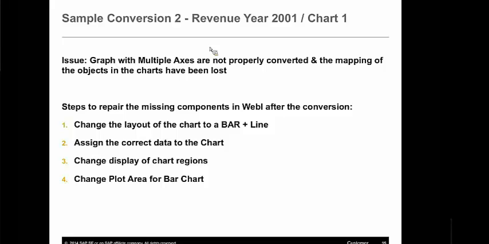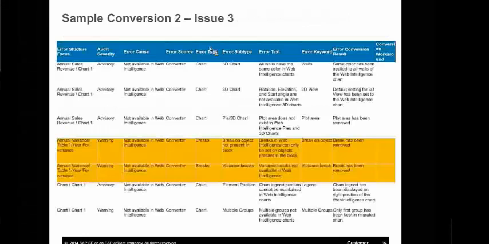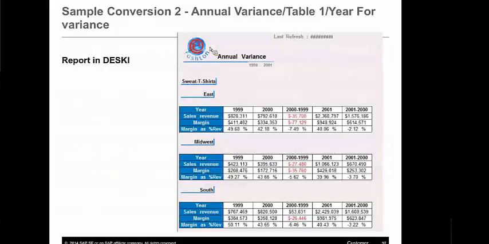After converting, again, I have the red cross. So the issue in this case is with the multiple axes that are not properly converted and the mapping of those objects has been lost. So the easy step is to go back into the Web Intelligence document, change the layout of the chart to a bar and line chart, reassign the data points to be used by the chart, potentially the chart regions, and change the plot area of a bar chart. And by that you resolve the issue of this particular chart.